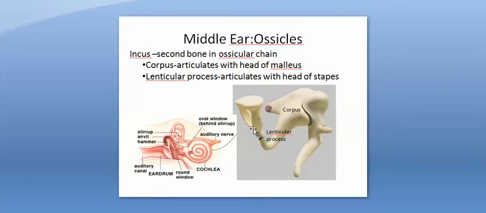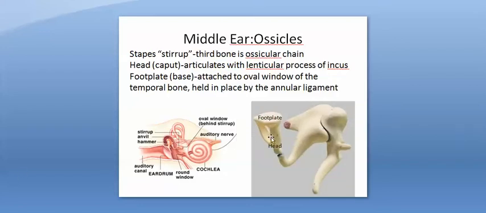So another word for malleus, which is this bone here, is hammer, and stapes means stirrup. It kind of does look like a stirrup when we start to look at it, if that helps you guys remember the two.